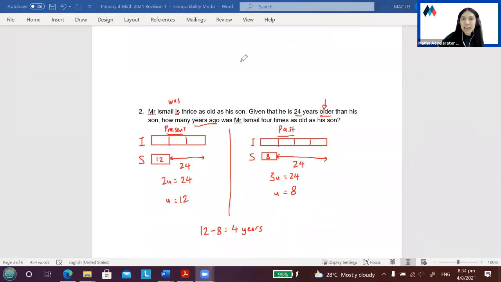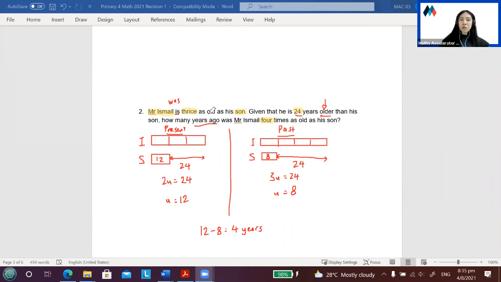Do you need to highlight anything? Yes, you should be highlighting things. I'm not highlighting things because I'm in a bit of a rush. But first you highlight your numbers. Then you highlight your identities, Mr. Ismail and his son. Then you highlight your relationships. Here you have thrice as old as his son now. Sorry, the underline is the highlight, or highlight if you have a highlighter. Then you highlight your relationships, 4 times. So here he was thrice as old as his son. Sorry, I can't slow down that much because we are a bit short on time.